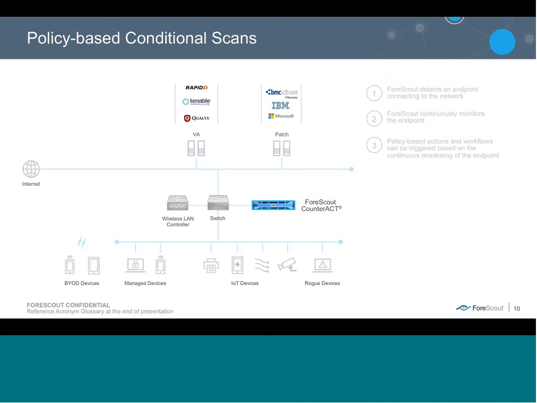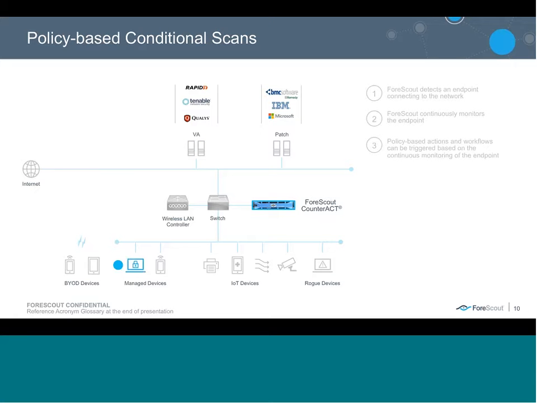Next one's policy-based conditional scan, right? And this goes at the second point that we talked about within the vulnerability management gap, and that's providing a snapshot of your risk posture at a given point in time. So remember I said if it's a periodic scan, it might be daily, might be weekly, but they can get out of date very quickly.